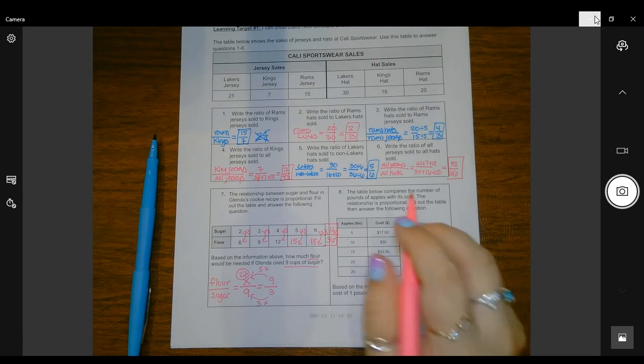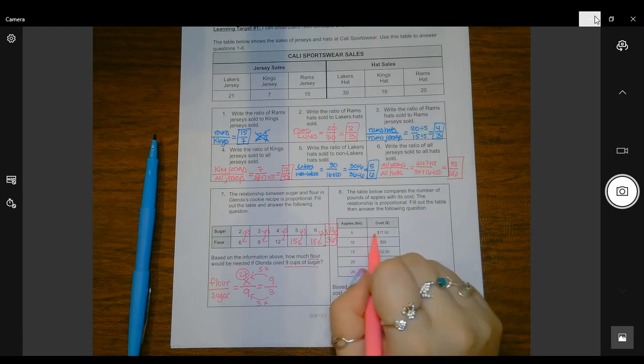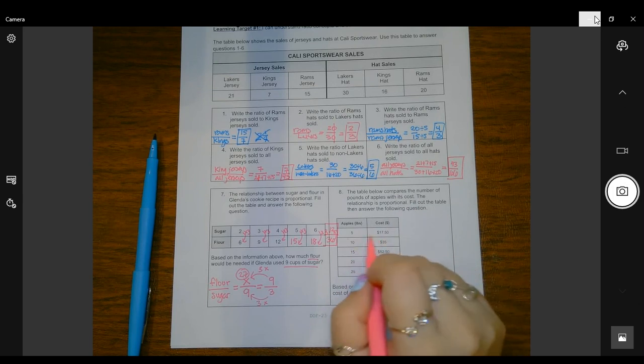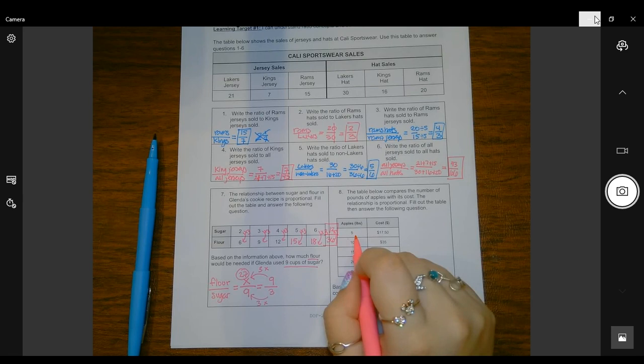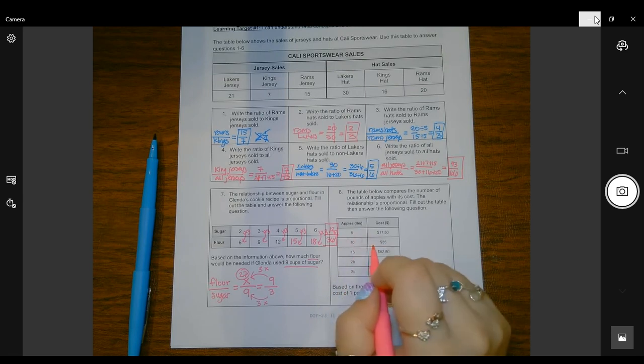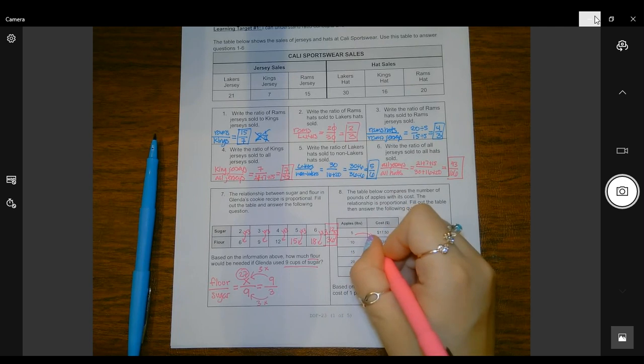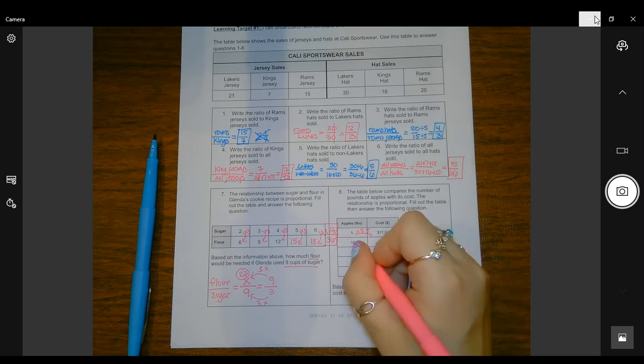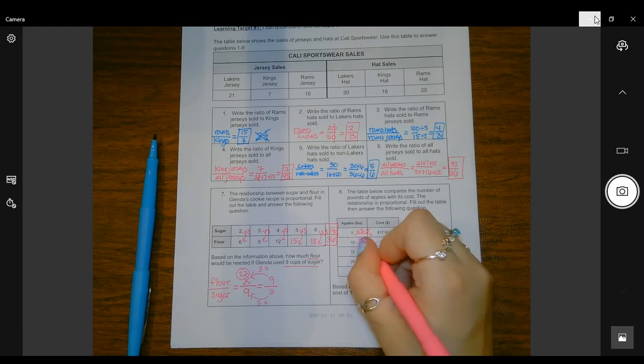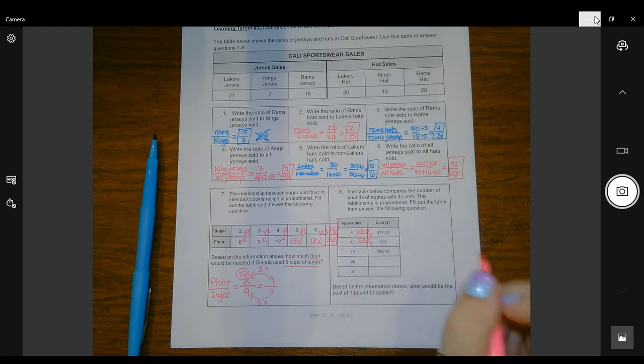Okay, so filling out the table. What do you notice from here to here? Well, since it's proportional, the pattern's not going to change. So what I would do is I would do this number divided by 5 and see what you get. Okay, if you do that, you get 3.5. So that means that 5 times 3.5 gives me 17.50. Go ahead and test that and multiply 10 by 3.5.